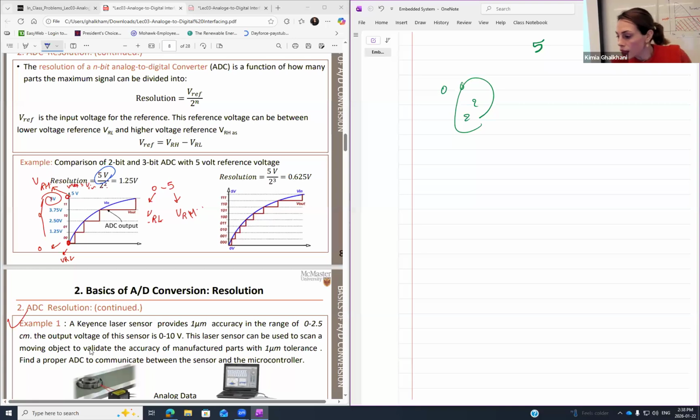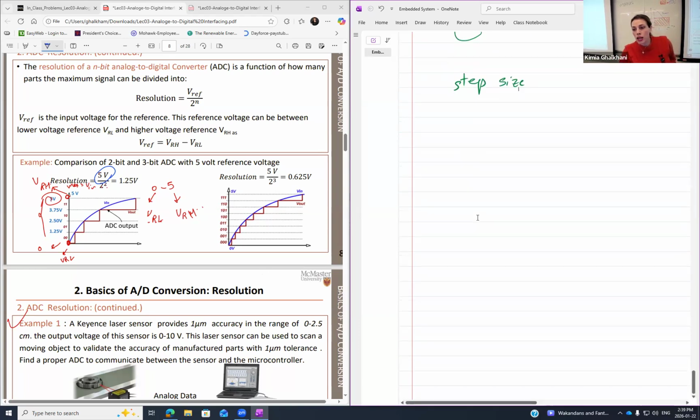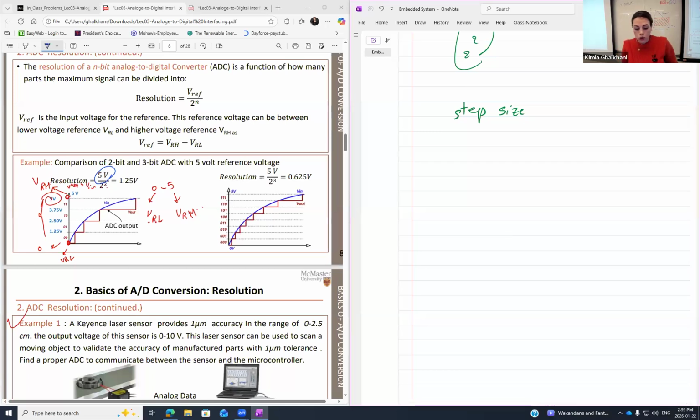So let me summarize one more time for you. What is the resolution? In order to calculate resolution, you need a reference voltage. But what is reference voltage? Reference voltage is always the maximum voltage that you have available for that system. I'm going to say it like this. First, if you are looking at a step size, pay attention. And if you need to have your own written version, you are more than welcome to do so.